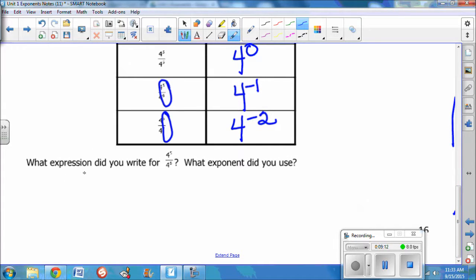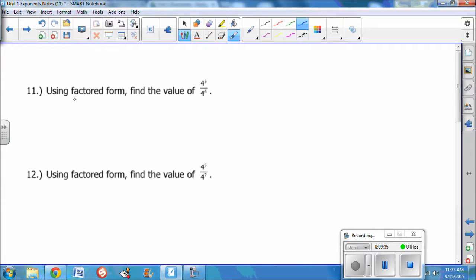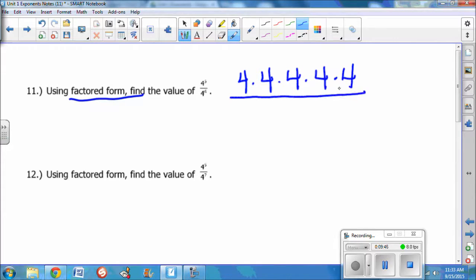It says, what expression did you write for 4 to the 5th divided by 4 to the 6th? We wrote 4 to the negative 1, which was the second to last line there. What exponent did we use? We used a negative 1. All right, so now let's expand it. Let's go to the next page and expand this out. It says write it in factored form. So 4 to the 5th means 4 times itself 5 times, all divided by 4 times itself 6 times. 1, 2, 3, 4, 5. Oops, gotta put one more. I'm gonna make my fraction bar a little bit wider.